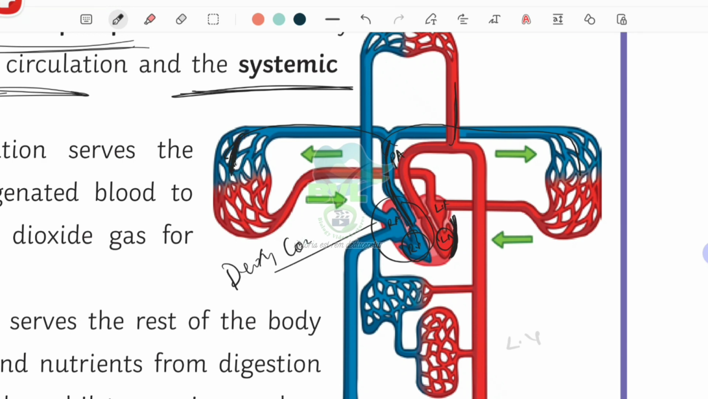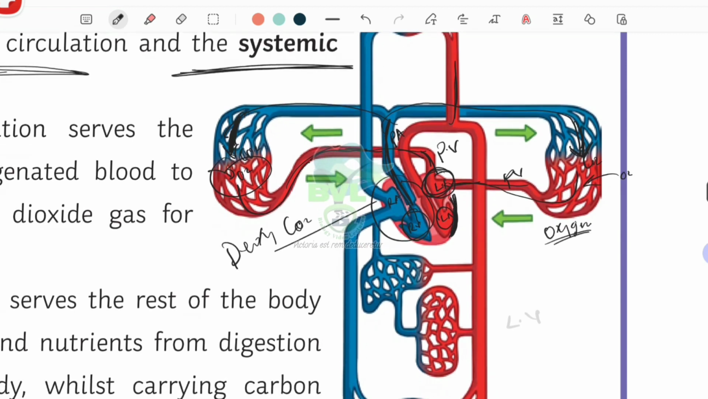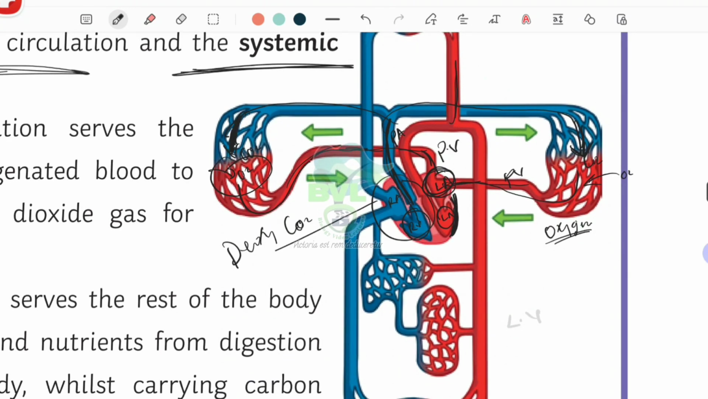Okay, so it gets to the lungs. In the alveoli of the lungs, it will do what? Drop carbon dioxide, pick up oxygen. The same thing happens at both lungs simultaneously. So at this point, the blood becomes oxygenated. It returns back to the heart through the pulmonary vein. Okay? So the pulmonary vein brings oxygenated blood to where? To the left atrium. And that marks the end of pulmonary circulation.